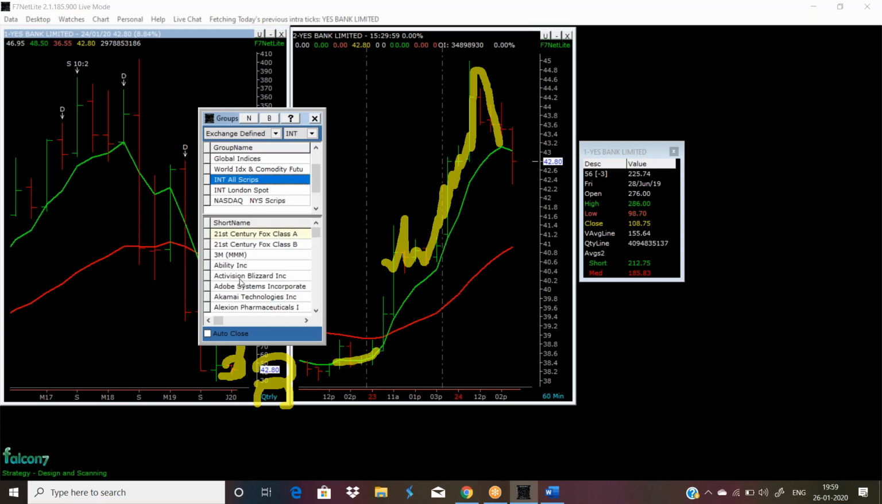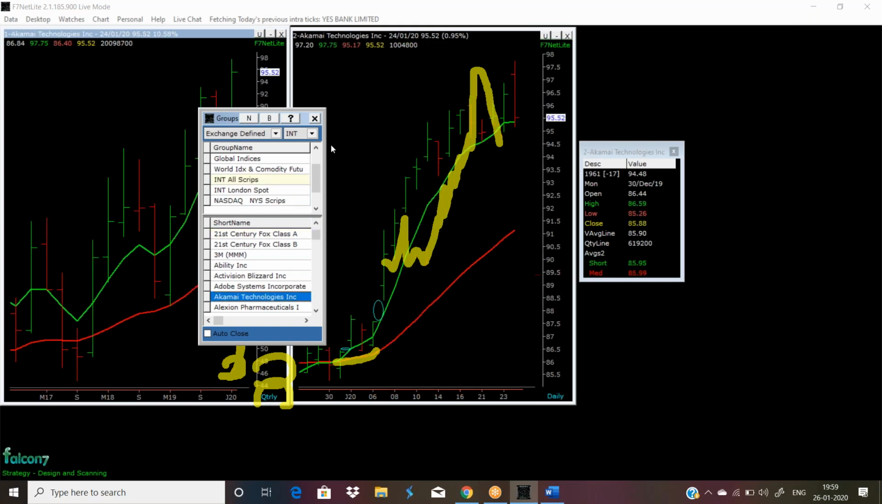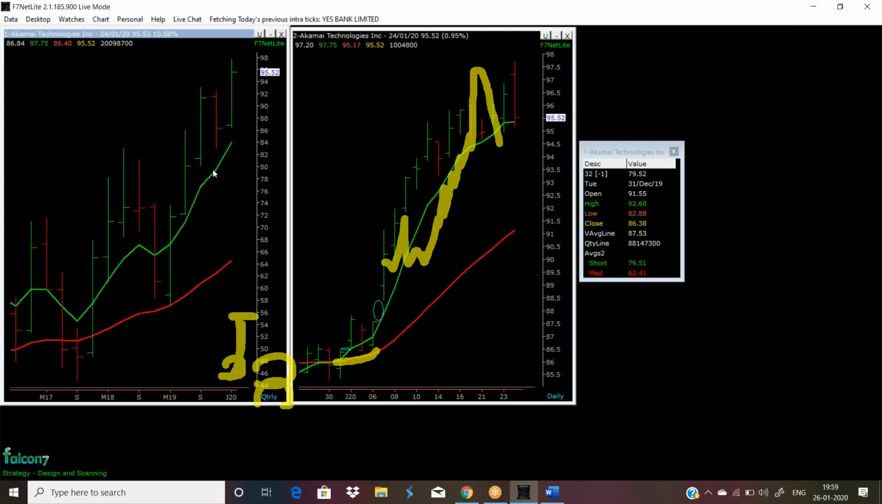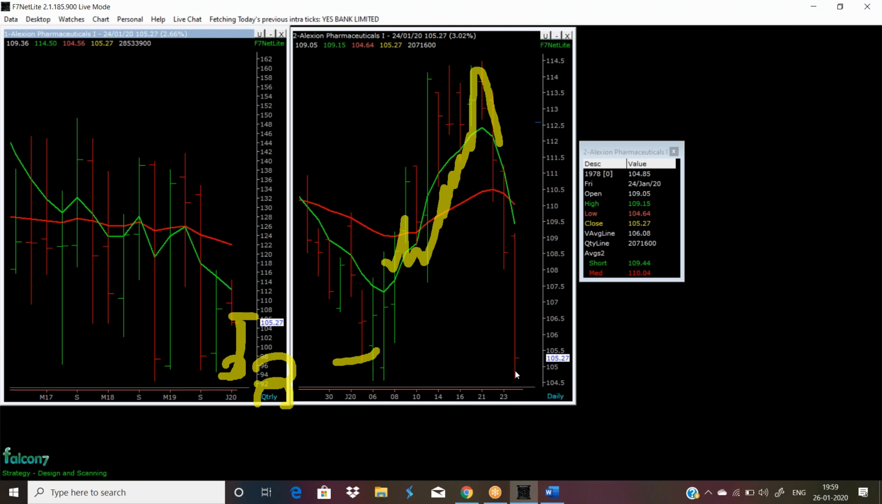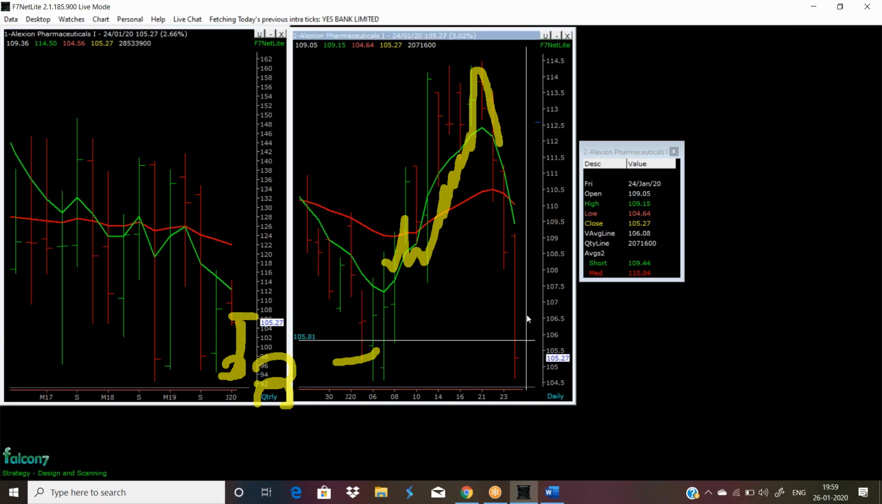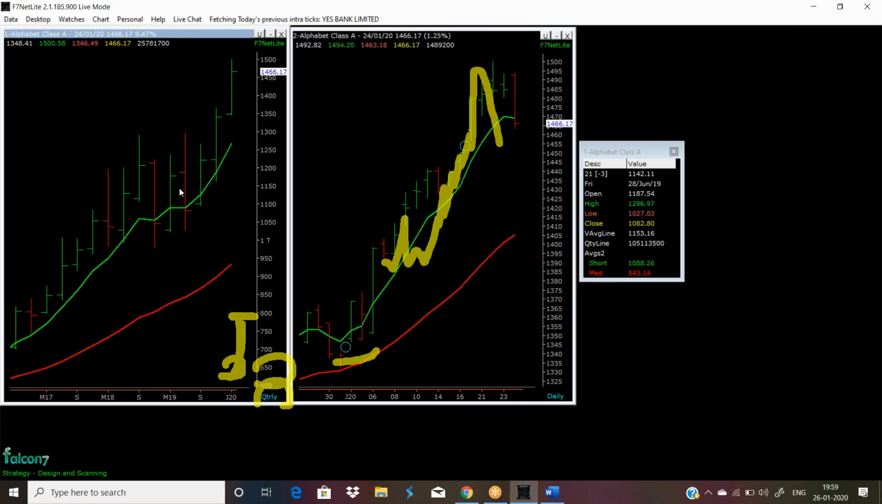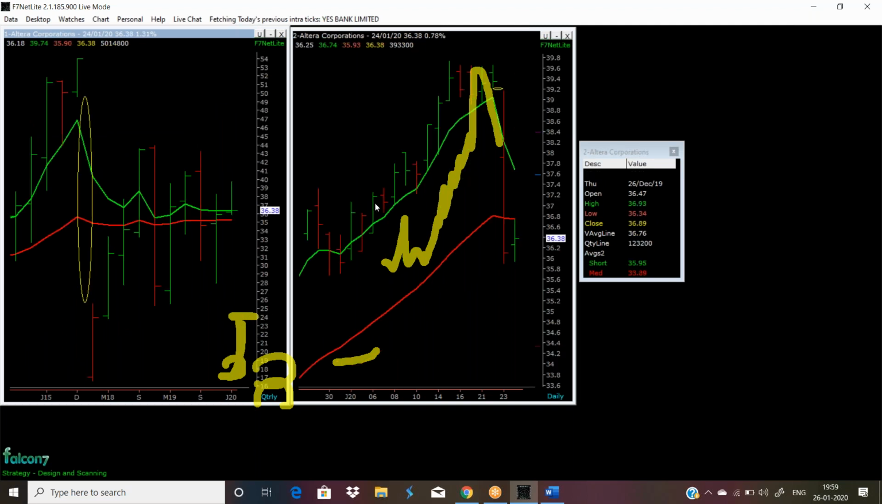If you check this stock, you can go to any stock. Here the price is away from E6. It is expected to meet E6. Here it is 105, and it will go to 109. For this Alphabet class, the price is away from E6, and it will try to meet E6. Here also the price is away from E6 and will try to meet E6. So this stock will rise.